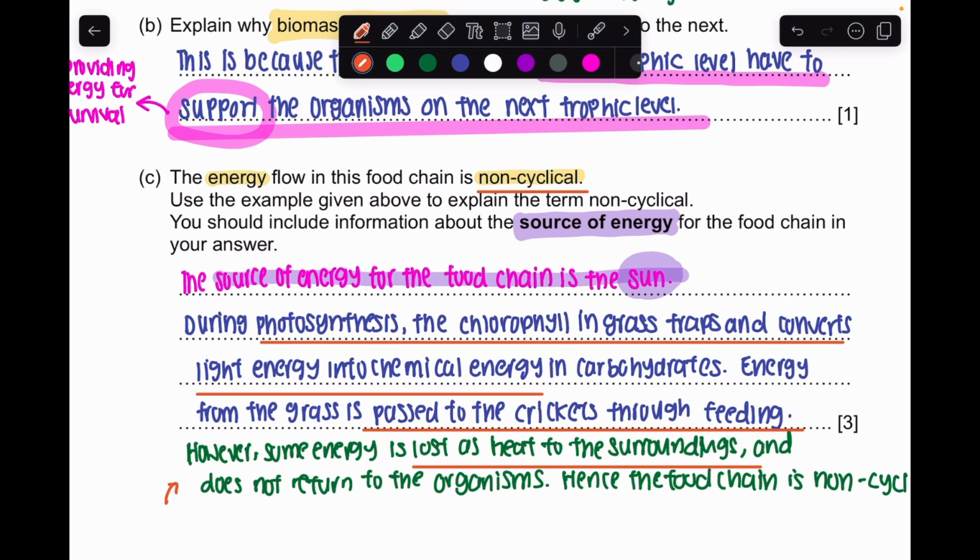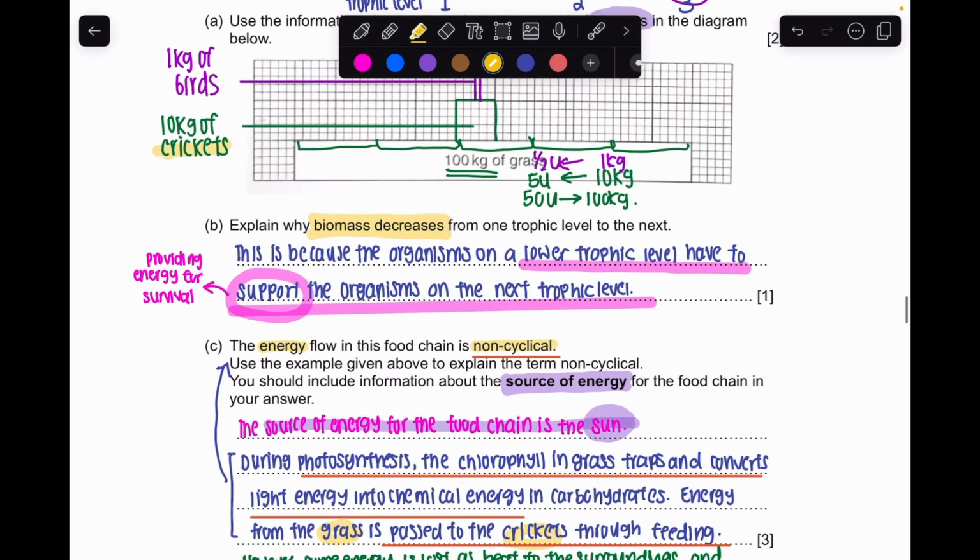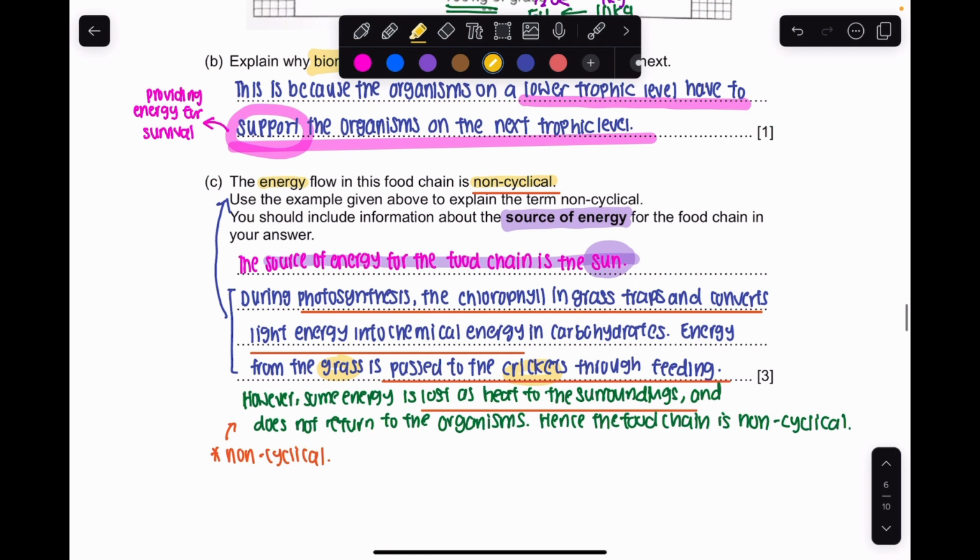So it is over here that we bring in the idea of energy being non-cyclical. Okay, the blue part here corresponds to the question demand here, where we're supposed to use examples given from the food chain above. So I'm using very specific examples of the organisms like grass as well as the crickets, because that's exactly what was given in the original question. Then the green part will answer the non-cyclical aspect of the question.